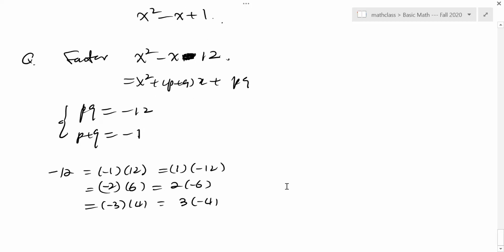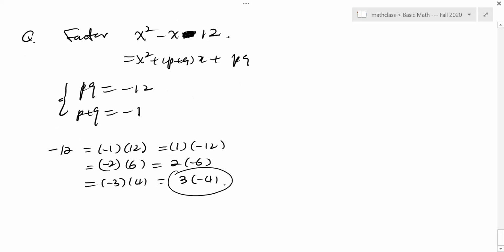Now, which pair of numbers gives a sum of -1? Clearly this one: 3 plus -4 is -1. So that's why x squared minus x minus 12 is (x plus 3)(x minus 4).